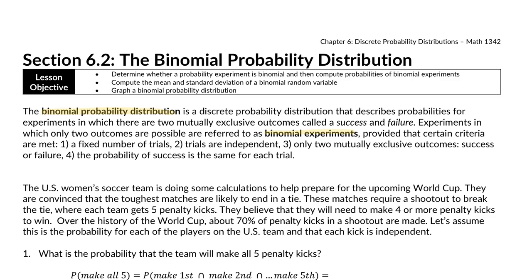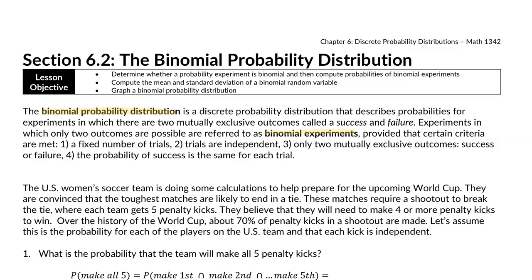Criteria number 1, there has to be a fixed number of trials. So you tell me you're shooting a basketball 8 times. It's a fixed number of trials. The trials are independent. One shot of the basketball does not affect the second shot. They are independent of each other. There are two mutually exclusive outcomes. I either make the bucket or I miss it. Two options. And the probability of success is the same for each trial. For me shooting a basketball, it's real bad, but it's the same each time.